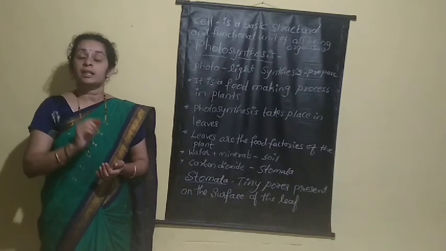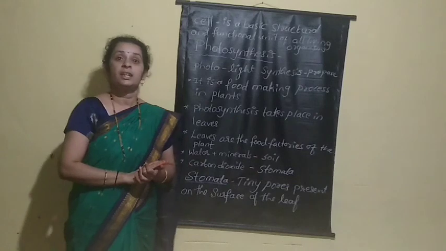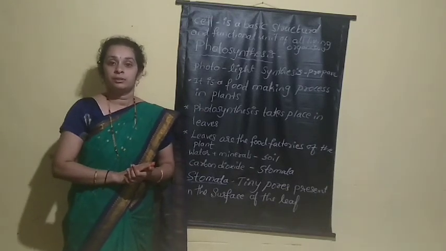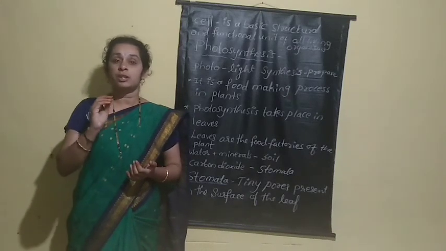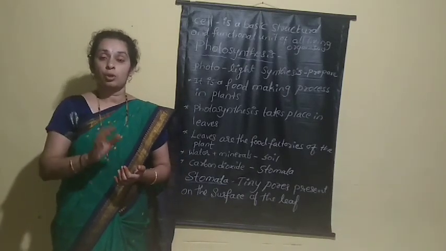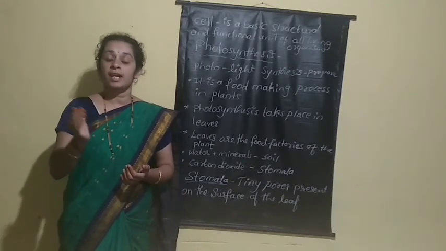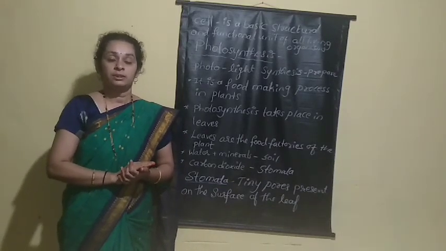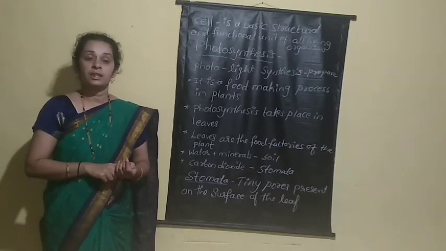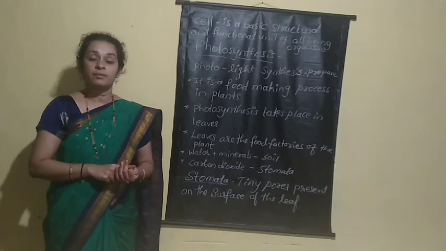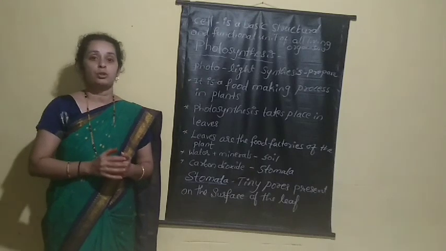Stomata are the tiny pores present on the surface of the leaf. In order to study the structure of stomata, we have to study the structure of the leaf and the section of the leaf. In the next class, we will discuss the structure of the leaf, section of the leaf, and structure and function of stomata.